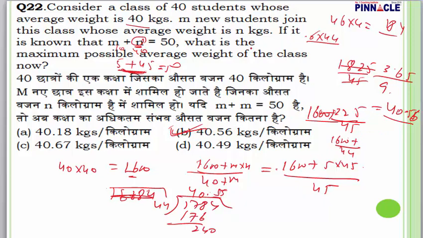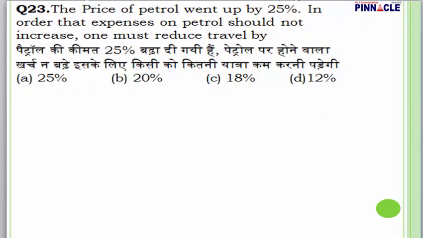Next question, question number 23. The price of petrol went up by 25%. In order that expenses on petrol should not increase, one must reduce travel by how much? Now the important trick here is 25% up, that is more. So 25 divided by 125, because when there is more we always add, and that should be equal to 20%.